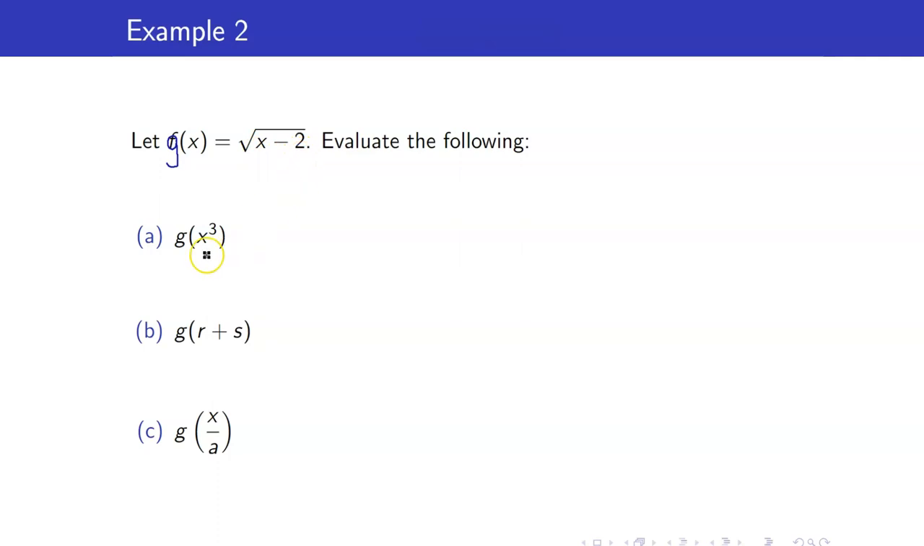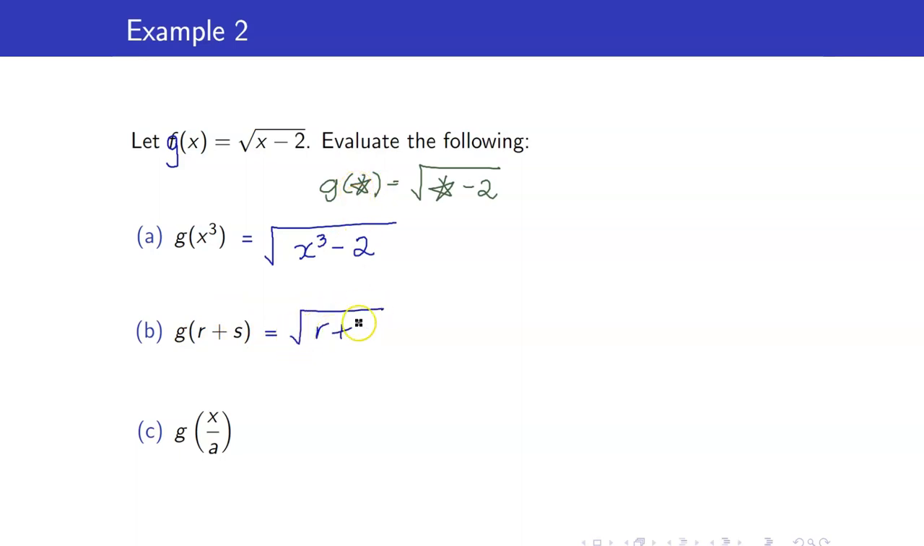For our next example, we have g of x is equal to square root of x minus 2. We are asked to evaluate these expressions over here, and they all involve expressions that are no longer equal to x. So hence, I will write g of x as g of star as my guide. Square root of star minus 2. So for the first one, g of x cubed, I will substitute x cubed for star. So that's square root of x cubed minus 2. Right? Next, for g of r plus s, I will substitute r plus s for star. So that's square root of r plus s minus 2.